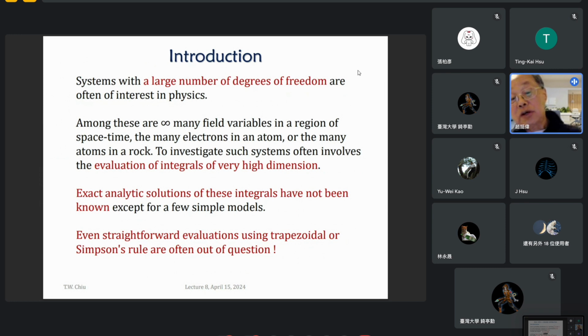Even if you want the numerical answer, you just do it straightforwardly, using the trapezoidal rule or Simpson's rule, it is also often out of the question, because the dimension is too high. When you do the digitization, the number of points is out of the question.